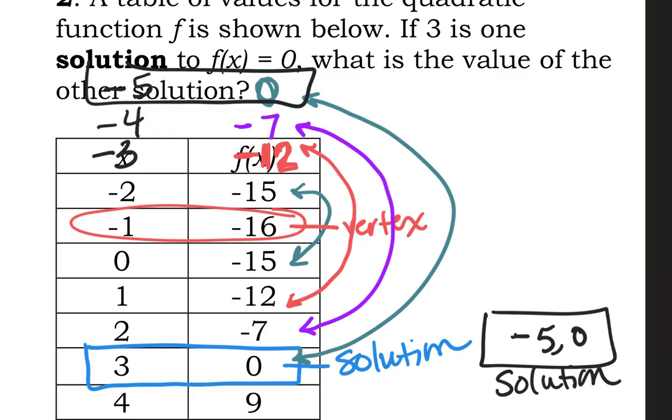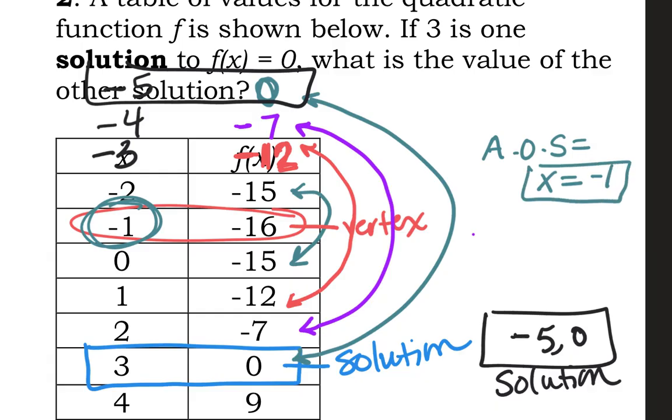Now, I know it didn't ask for it, but we did identify the vertex. So if you know your vertex, what is your axis of symmetry? X equals -1. It's always the x value of the vertex. All right, and since you're here, let's go ahead and find the y-intercept. Remember, y-intercept is 0, y. Do you see any point that has that format? 0 and -15. That is your y-intercept.